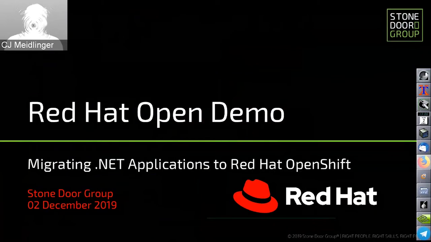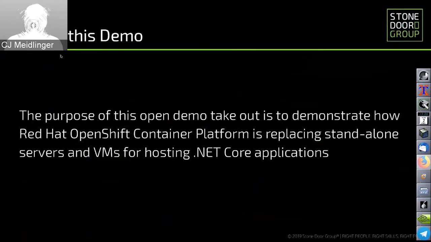So today we're going to look at .NET applications, and we'll have a little demo showing you how to get them running up in OpenShift. All right, so the purpose of this demo is to demonstrate how OpenShift is replacing standalone servers and VMs. A lot of things are going to the container model. There are lots of platforms out there that can handle it. Won't mention any competitors' names, but the upstream for OpenShift, Kubernetes, is a very popular one. And we're going to highlight some of the things that OpenShift has to offer to make it the best of breed here in these containerized clusters.